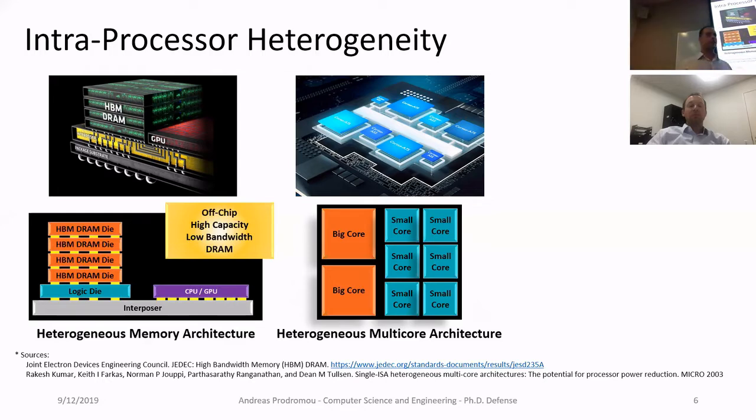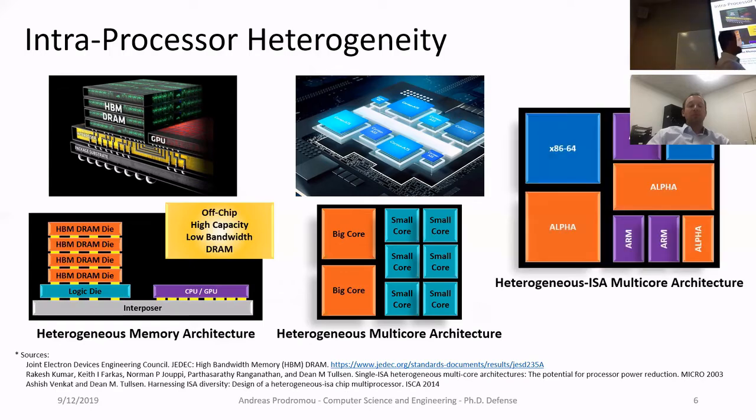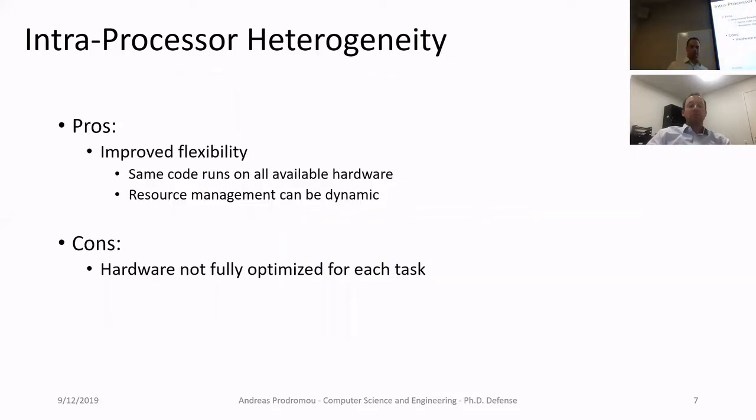There's a third kind of heterogeneity, currently at its research stages, which allows for the ISA to differ. It's called heterogeneous-ISA architecture. We can still have cores of various sizes and specs, and we can also vary the ISA. The benefit of this is improved flexibility, because this is general purpose hardware: the same code runs on all available hardware, and it allows us to do resource management dynamically. On the downside, we do not have hardware as optimized for a task as we would have with ASICs.